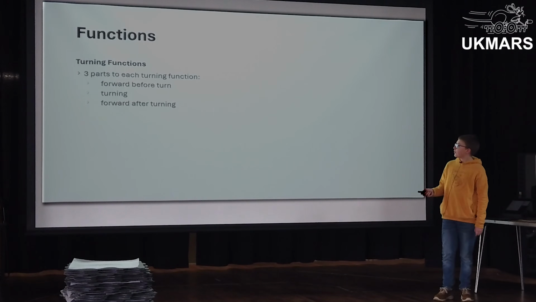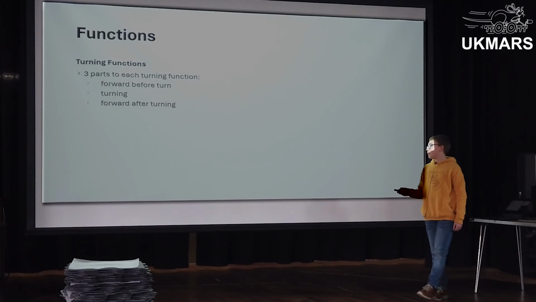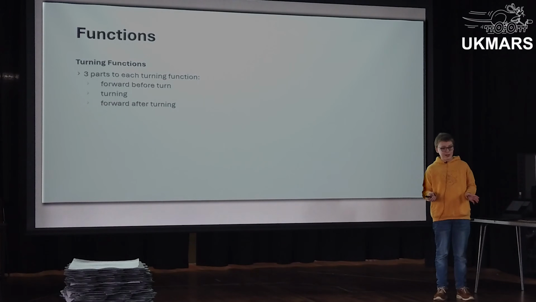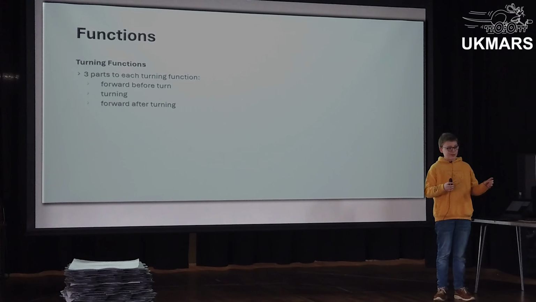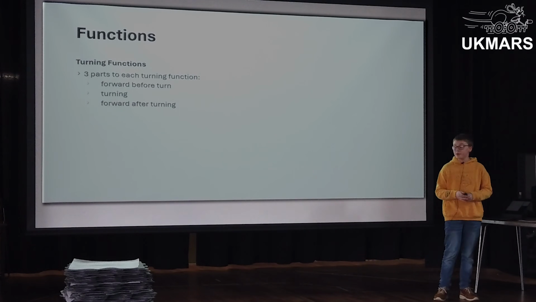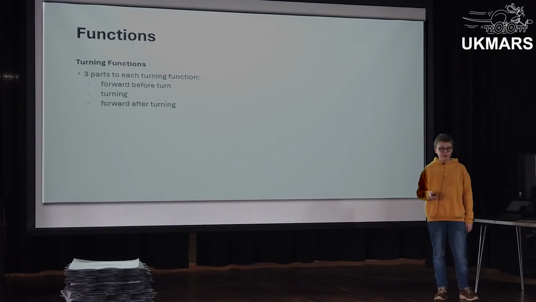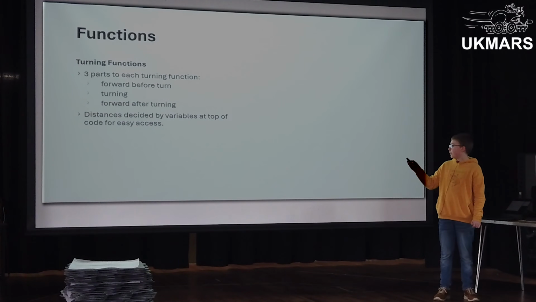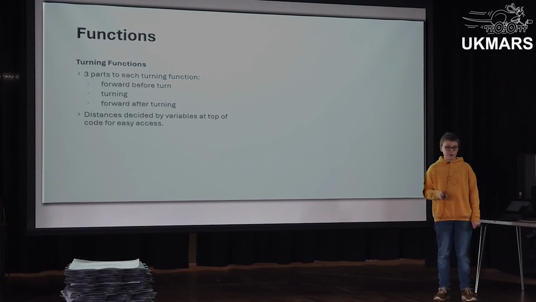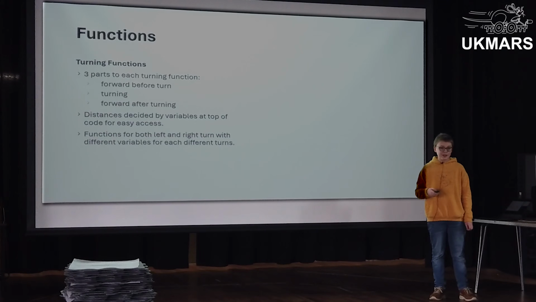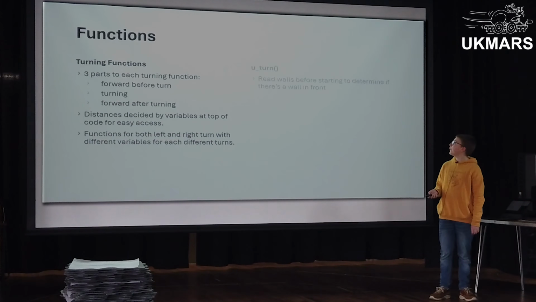So our turning functions have three parts to them. It has the forward before the turn. It then has the turn, which works by having only one motor running, so it pivots off the inside motor, and has a forward after the turn. And the distances for all of that are determined at the top of the code for easy access, and there are variables for each of the left and right turns.